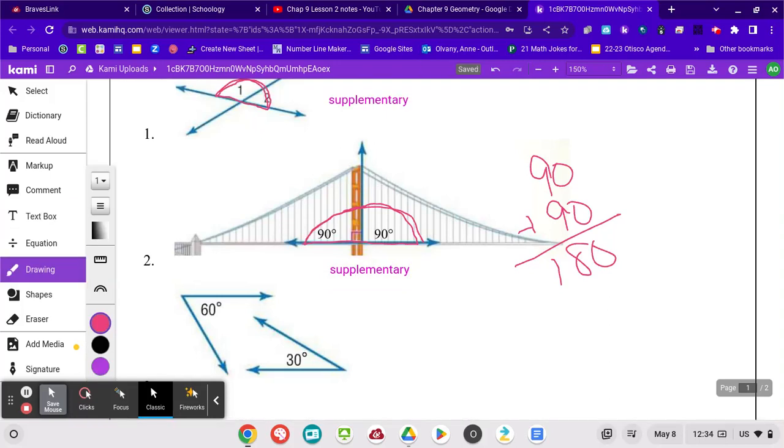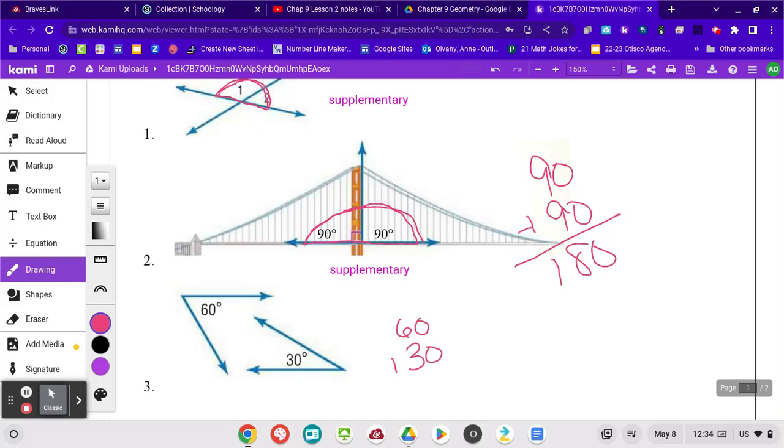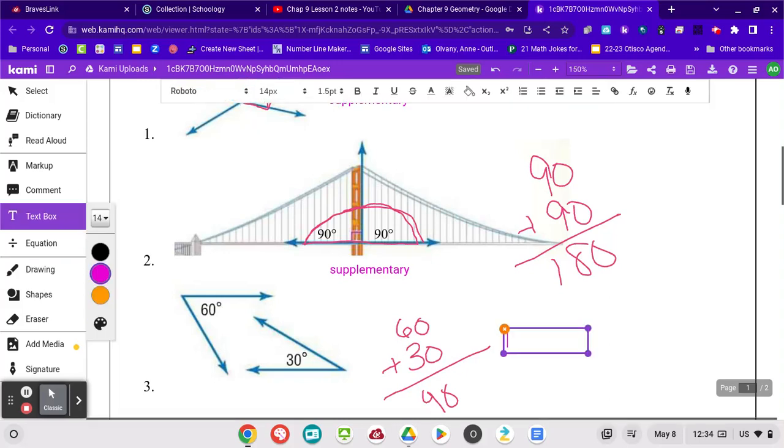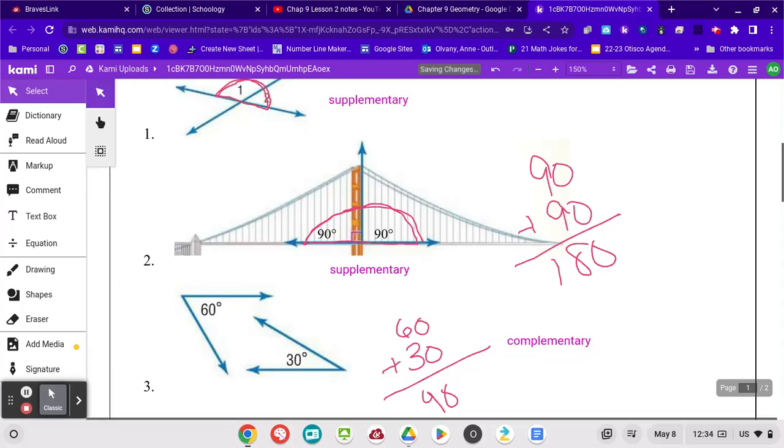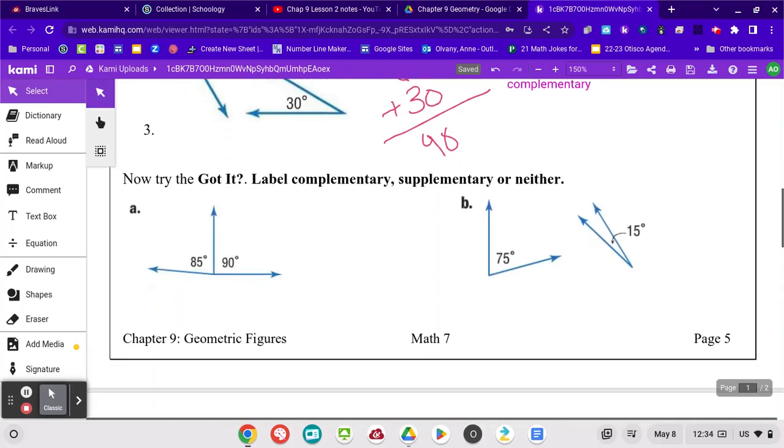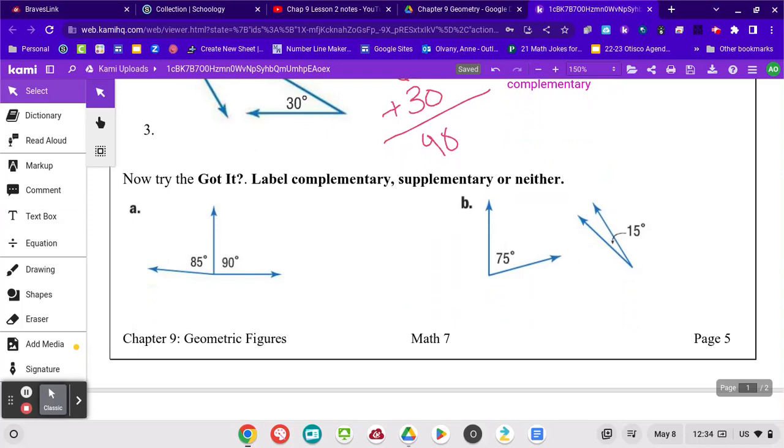Down here, they're not even next to each other, but that's okay. We can still add their measures. 60 plus 30 is indeed 90. So 90, that 9, I think about my CO being made into a 90. These are, oops, I forgot a letter. I'm like, why does this not look right? Complementary angles. So you can pause this and practice this for a minute, or you can do it with me.